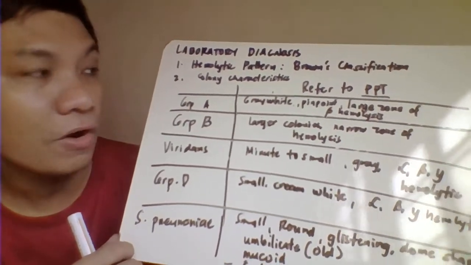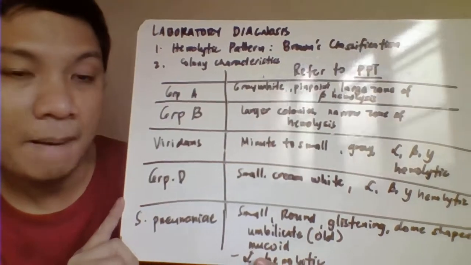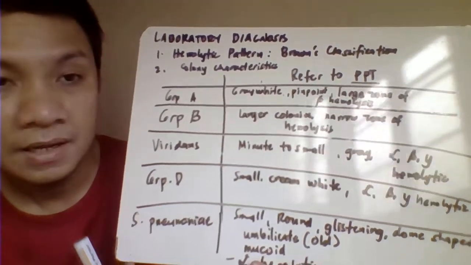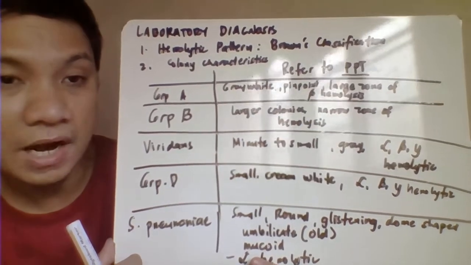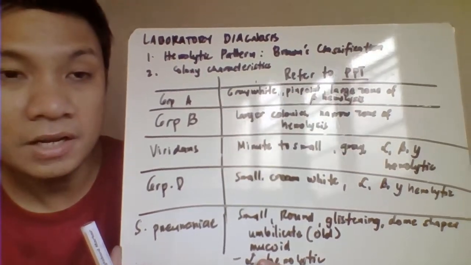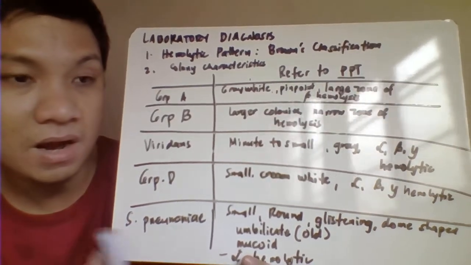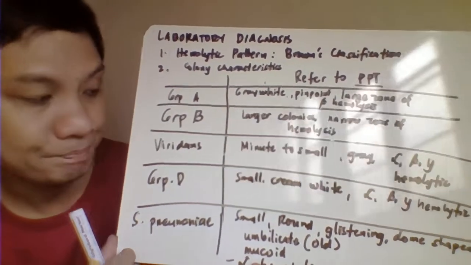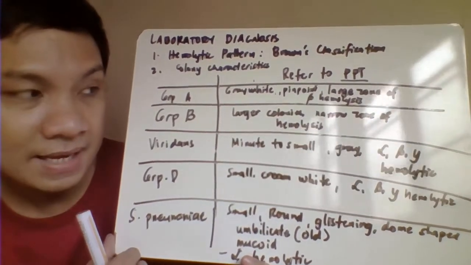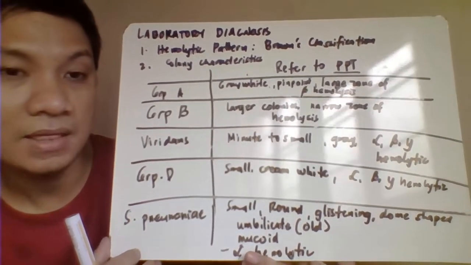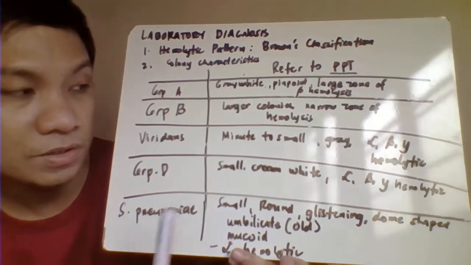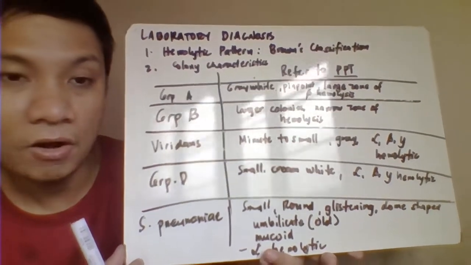Then we also have the colony characteristics. Group A, Strep pyogenes, would have a pinpoint colony, very small, and appear gray, and that one would have a larger zone of beta hemolysis. Group B, on the other hand, appears to be a much larger colony compared to group A, but that one would have a narrow zone of beta hemolysis. Your strep viridans has a minute to small colony. It's gray in color and would have alpha, beta, and gamma hemolytic reactions. Group D, on the other hand, would appear to be alpha, beta, and gamma, but that one would have a smaller, cream white colony color.